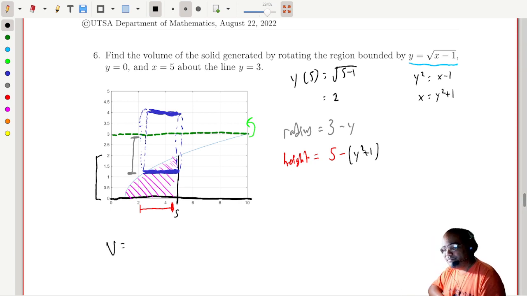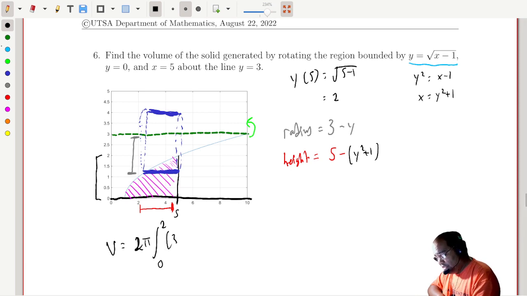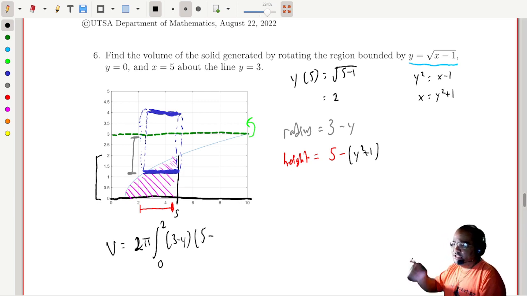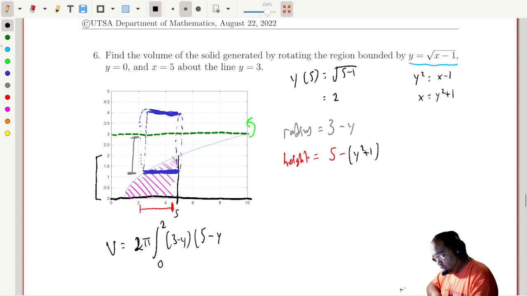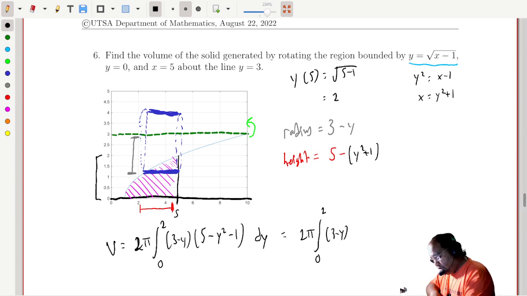The volume is 2 pi times the integral from 0 to 2. Shell radius, 3 minus y. Shell height, 5 minus, let's distribute that minus through, minus y squared minus 1. And 5 minus 1 is 4. So let's write that in: y times 4 minus y squared.